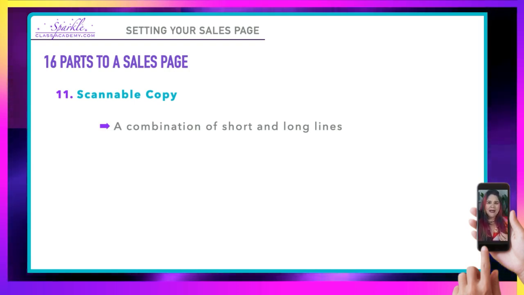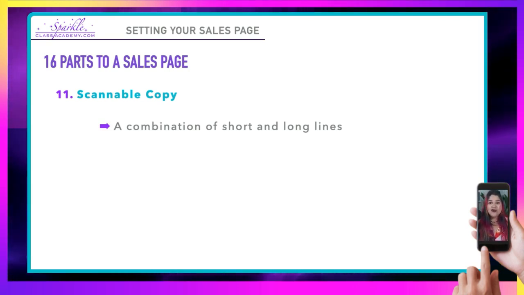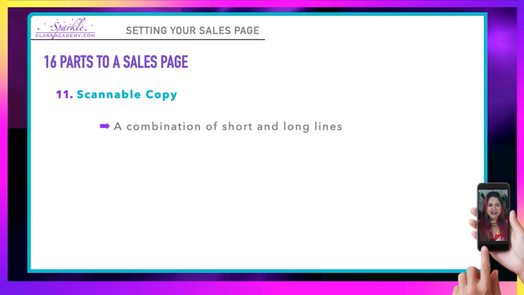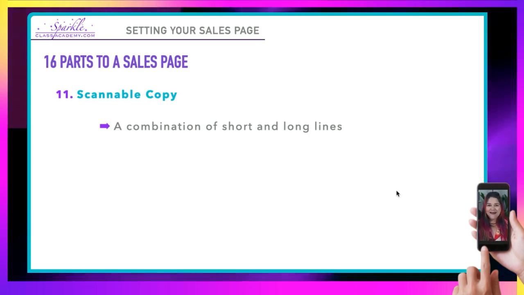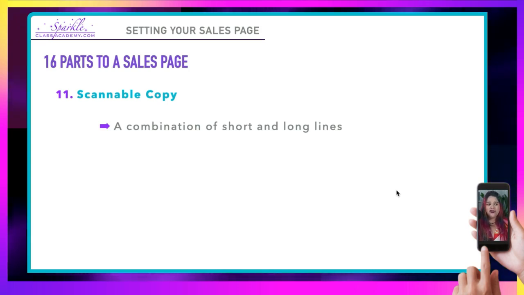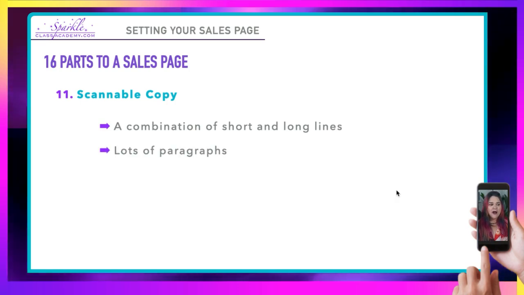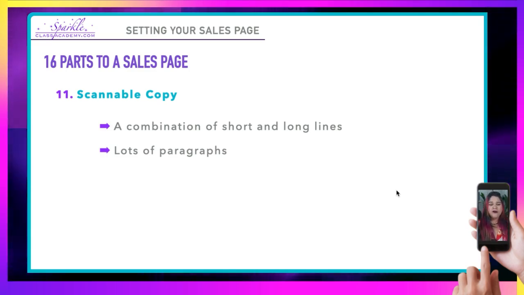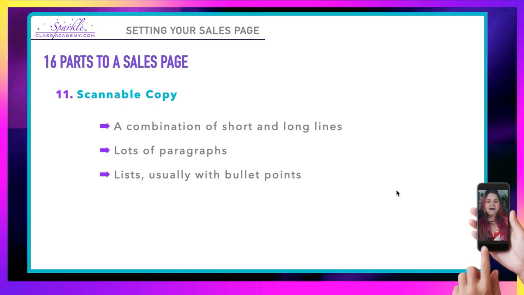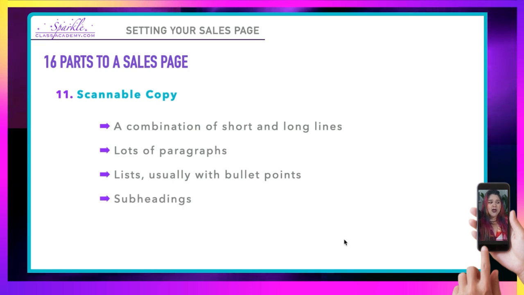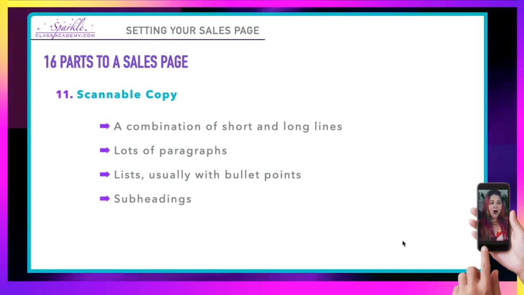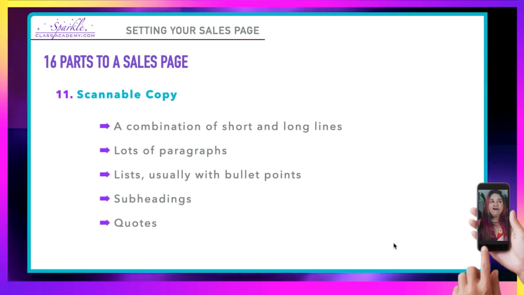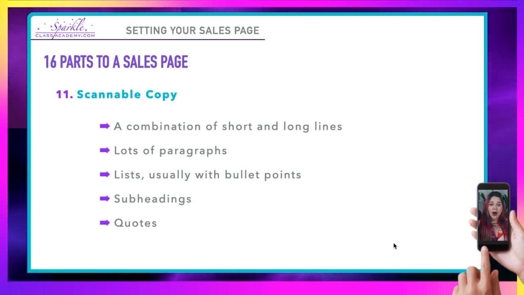So you want it to be like at a glance, your sales page should look like it's been broken down into easily digestible pieces. So the best sales pages include a combination of short and long lines. Okay, lots of short paragraphs, not big, thick walls of text. List out things using bullet points if you can. Use subheadings as well. Also, you could use those little quotation marks. Really highlight a feature and benefit together in a quote.